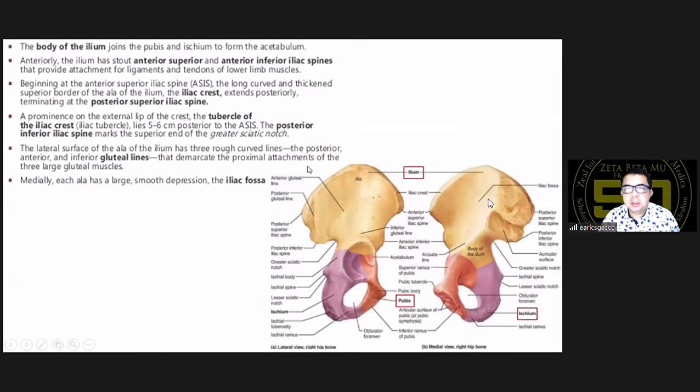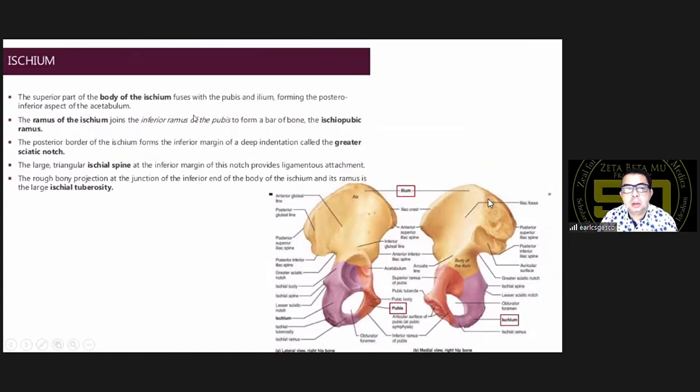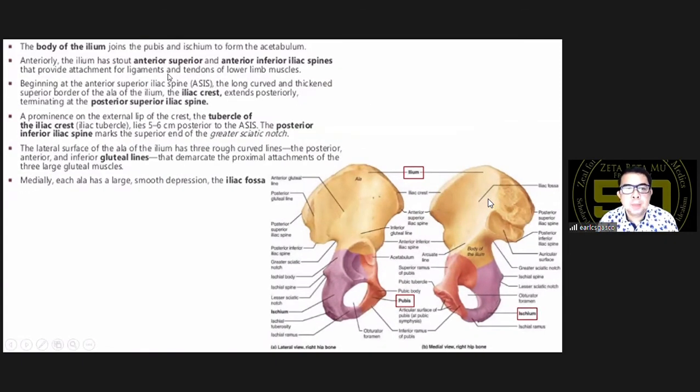Now, the body of the ilium joins the pubis and the ischium to form the acetabulum. Anteriorly, the ilium has stout superior and anterior iliac spines. So anteriorly, we have the anterior superior and anterior inferior iliac spines. You have your ASIS anteriorly, and your AIIS, the anterior inferior iliac spine.